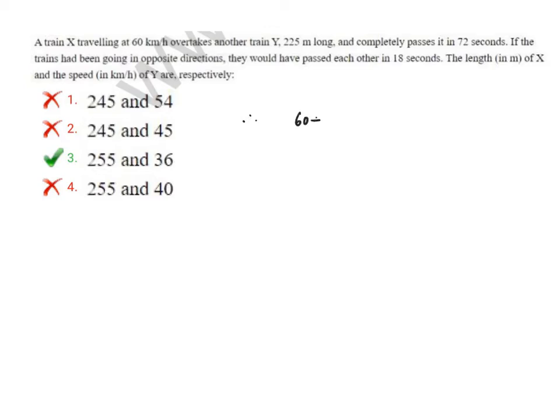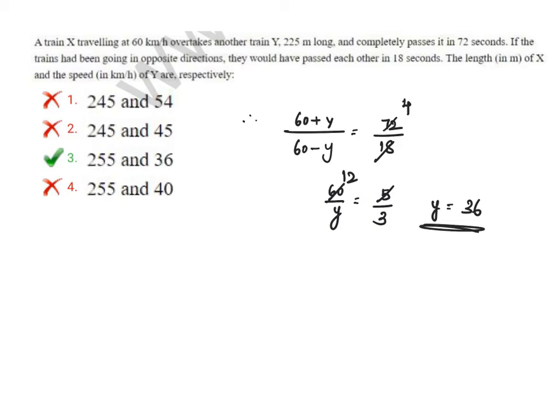I can take it as 60 plus y by 60 minus y, where y is the speed of the other train, equal to T2 by T1, which is 72 by 18. Cancel it: 4. Apply componendo and dividendo, you will get 60 by y equals 4 plus 1 by 4 minus 1, which is 5 by 3. So 5 ones are 5, 12 ones are 12. Speed of Y is equal to 36. There is only one option with the speed 36, so you can go ahead with it.